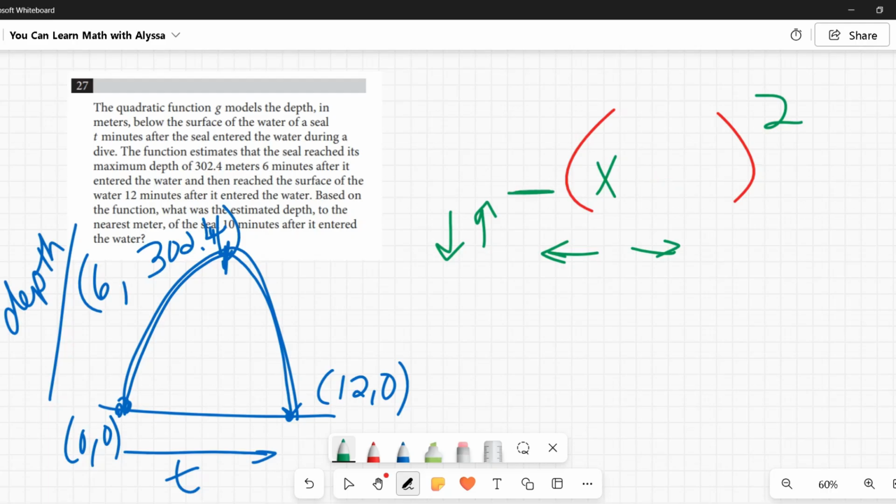Then also, if you have a number out here, if it is a number greater than 1, it makes the function narrower. If it's a fraction between 0 and 1, it makes it wider. If it's a negative number, it flips it upside down.